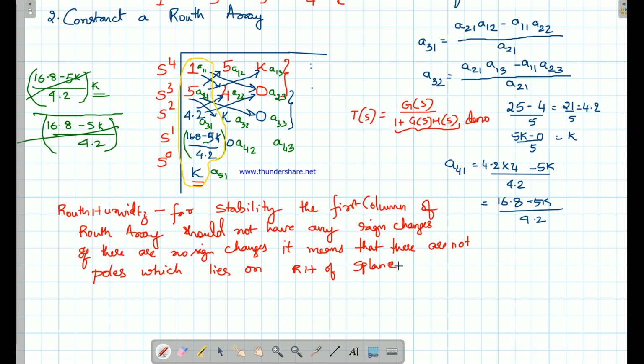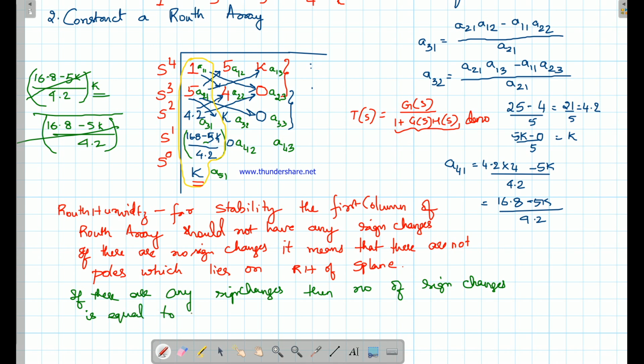Now if there are any sign changes, then the number of sign changes is equal to the number of poles that lie in the right half of the s plane.